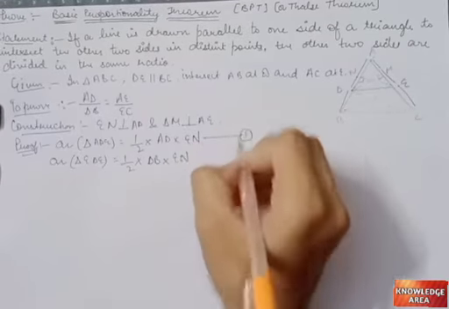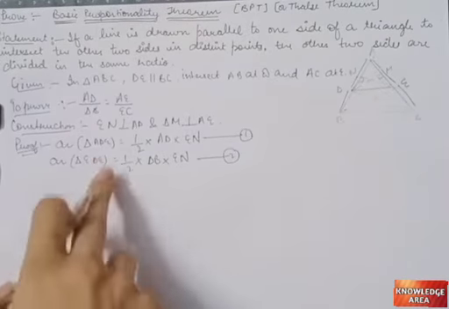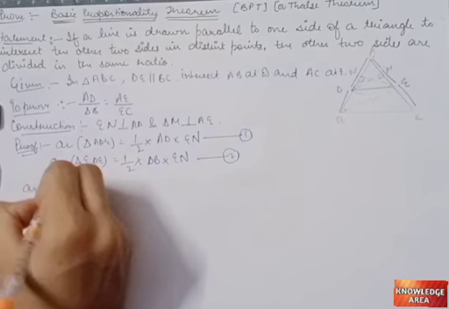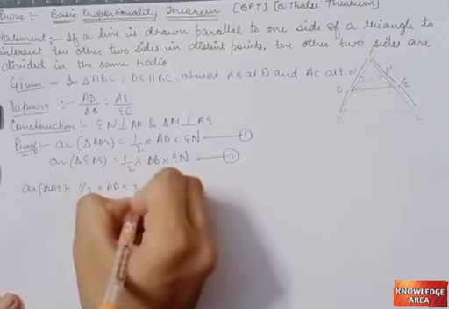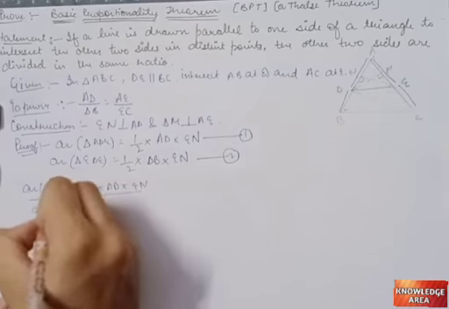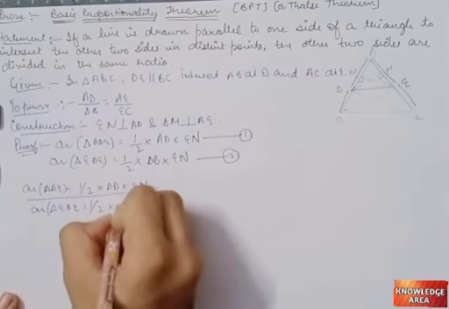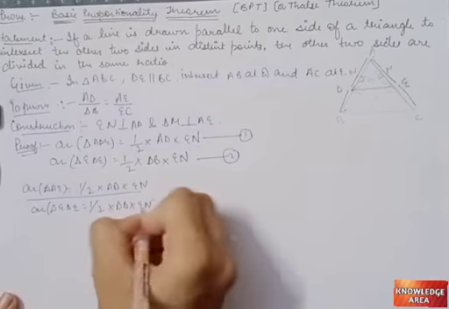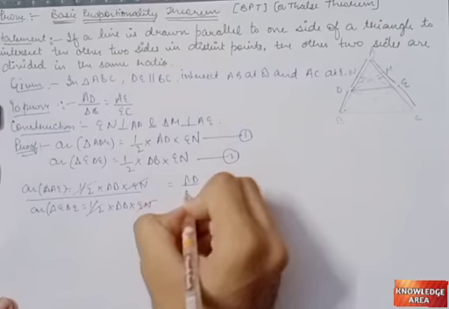Now what will we do? We will divide these both. Area of triangle ADE is equal to half into AD into EN, upon area of triangle BDE is equal to half into DB into EN. So EN cuts, half cuts, and we will be left with AD upon DB. So this is equation 3 we will be left with.